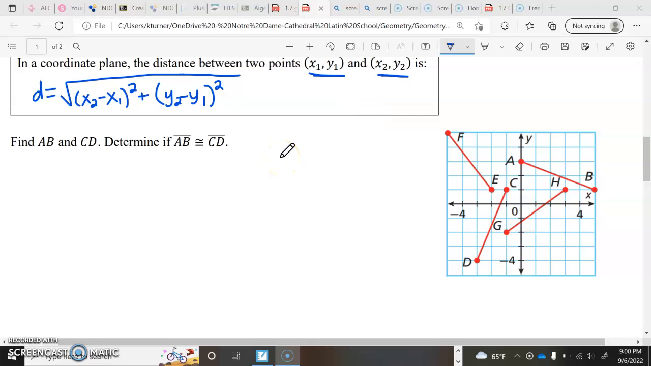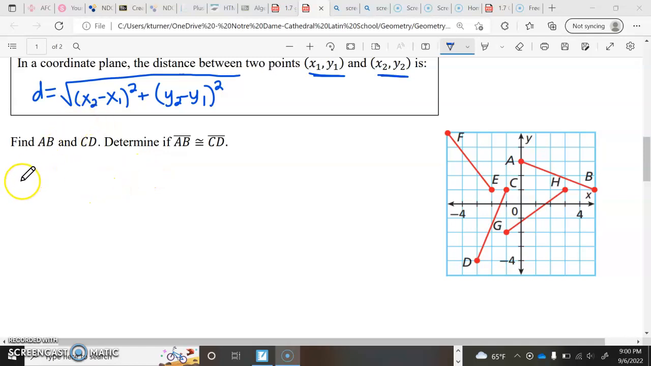All right, welcome to part 2. So this distance formula that we just went over, let's look at an example of how we can use this to find segment lengths. In the picture here, we have the coordinate plane and a whole bunch of different segments. We need to find the length of AB and CD and then determine if they're congruent or not. So see if they have equal lengths.